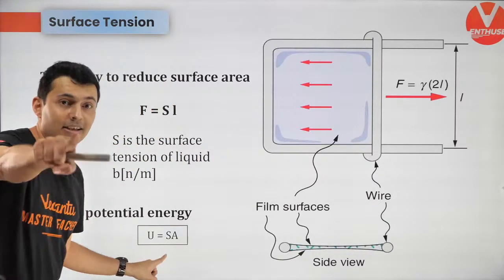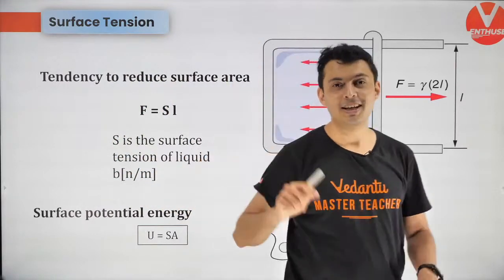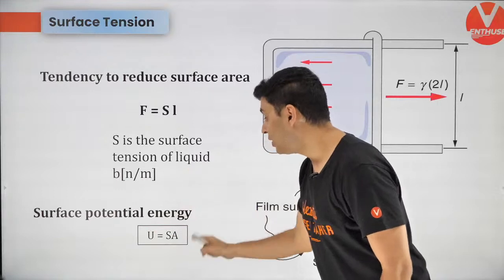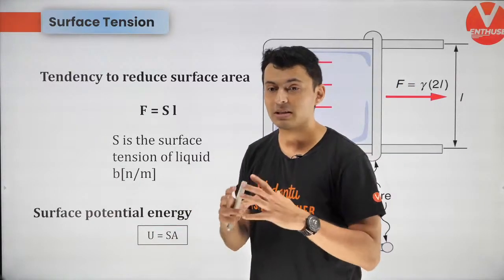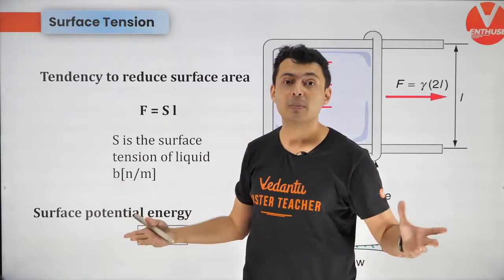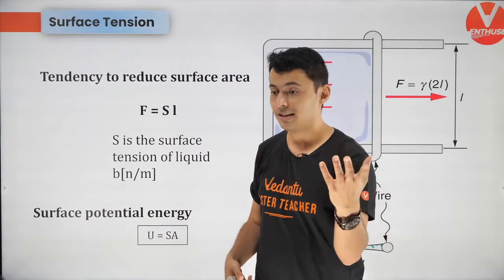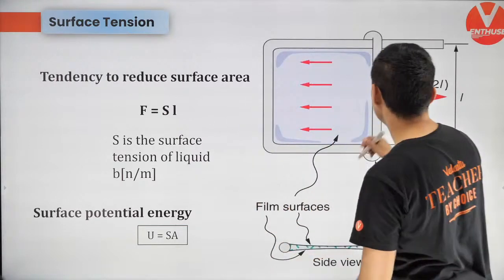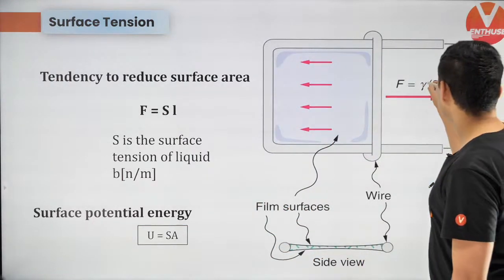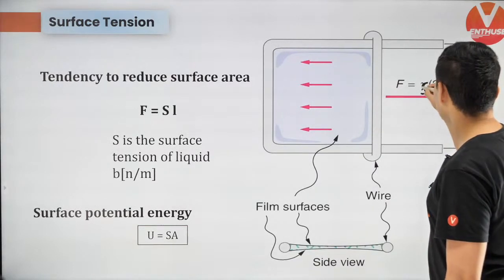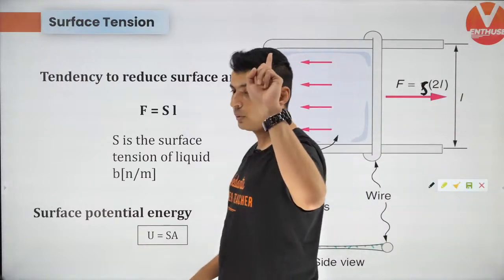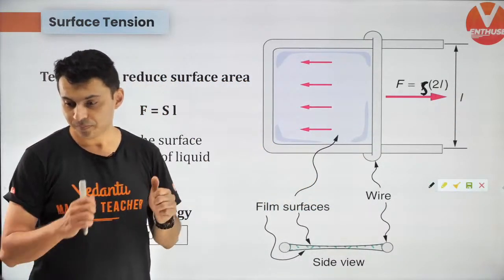And last thing, U equals S into A. Remember this. Surface potential energy is S into A. Useful for solving problems involving blowing off a bubble, how much energy changes, or a drop breaks into many parts, how much is the heat generated, etc. So, it is S. I think that gamma has just come by mistake. So, this is supposed to be S. So, this is 2SL. Keep this in mind.